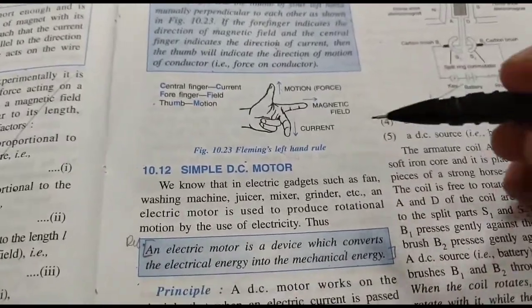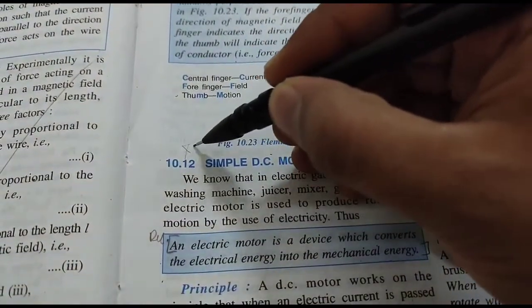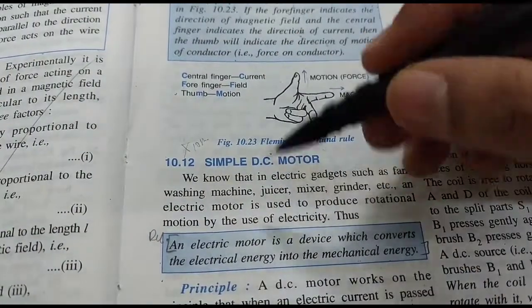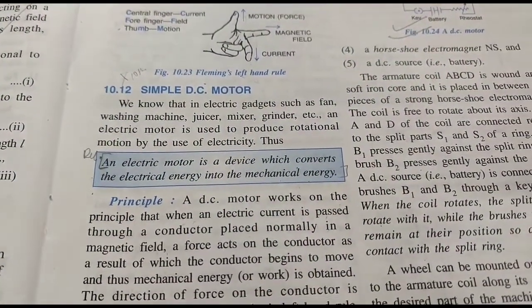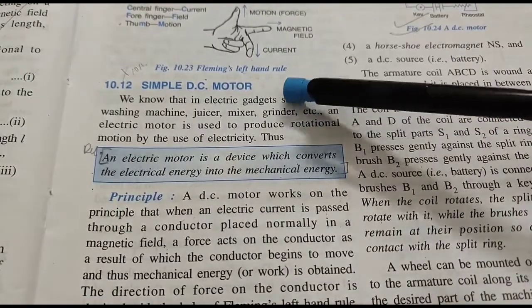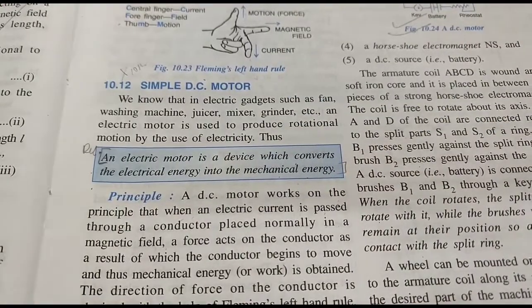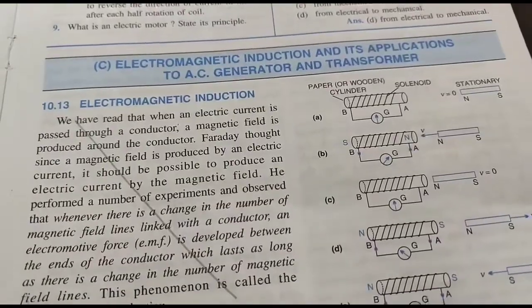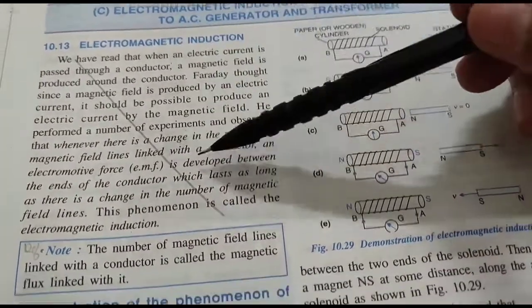In our reduced syllabus, this is not there. Section 10.12 is entirely cancelled. But remember, which rule is applicable in DC motor? Fleming's left-hand rule. Now we move on to section C, first paragraph cancelled.